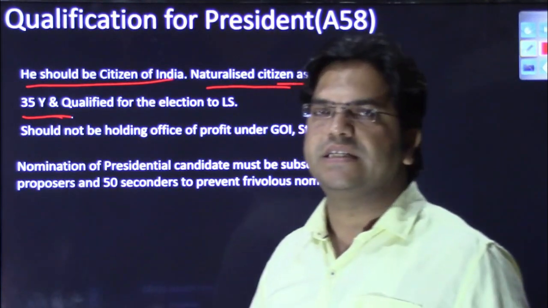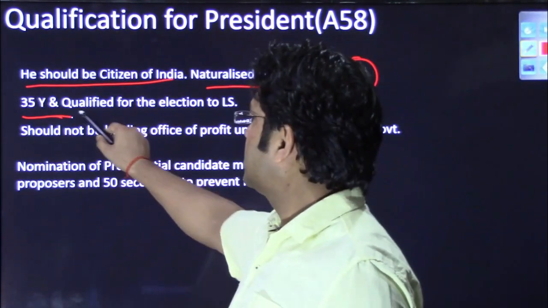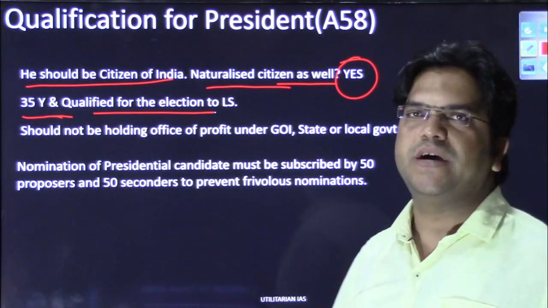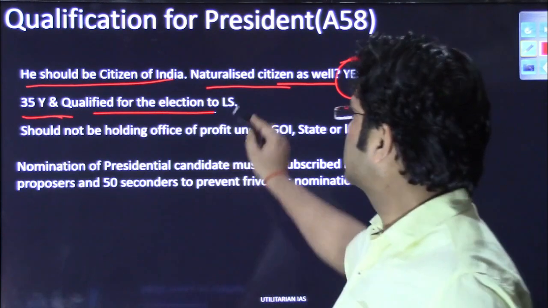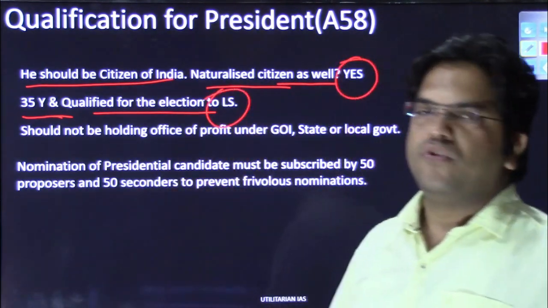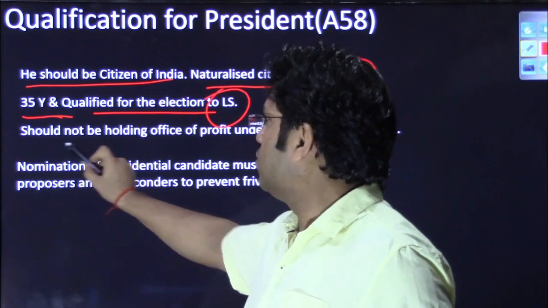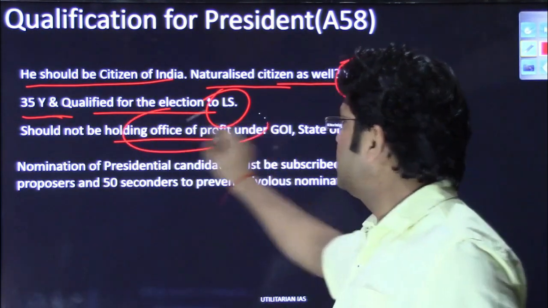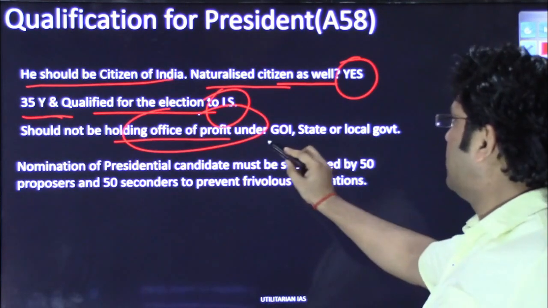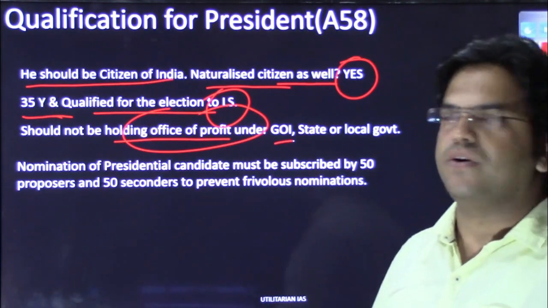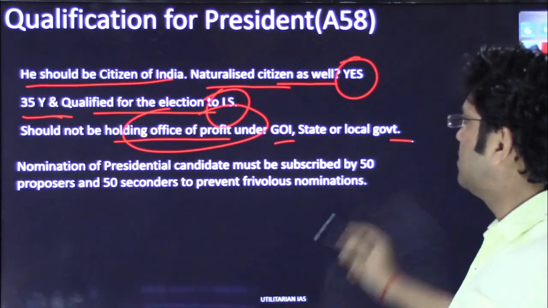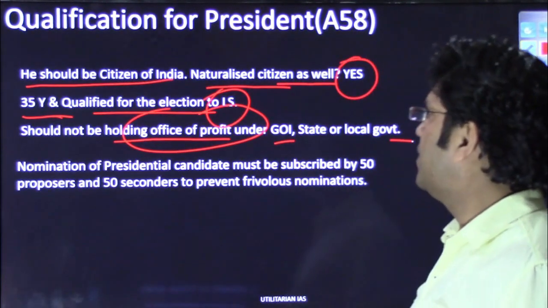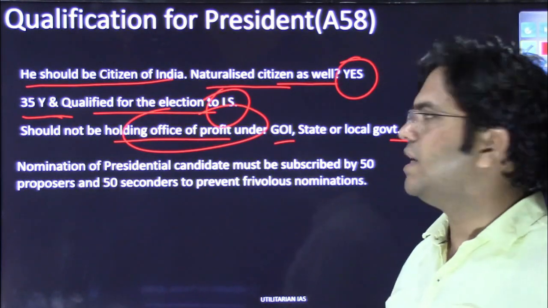The third qualification is that the person who wants to run for this presidential election should be qualified for the election in Lok Sabha, right? The fourth qualification is that he should not have held an office of profit, that has been mentioned in Article 102, right, under Government of India or any state or local government, right? There are certain offices which are exempted from this office of profit definition as far as presidential election is concerned.